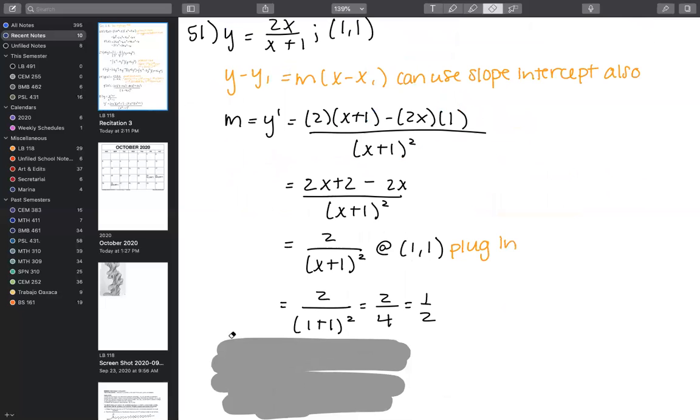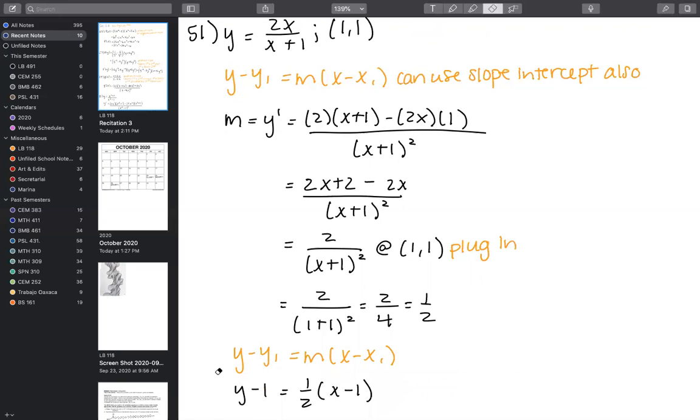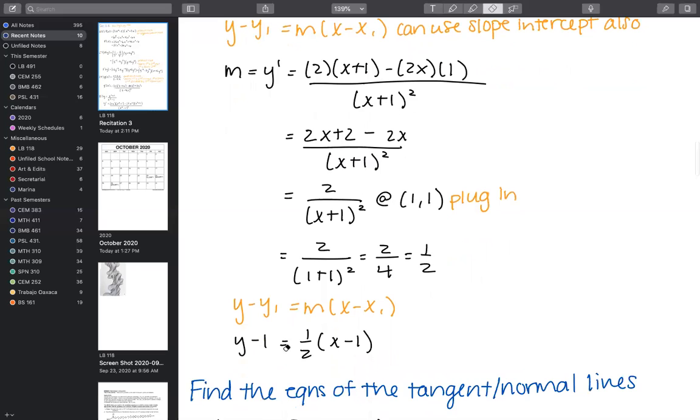And so we can plug that right into the formula that I mentioned before, and we get y minus 1 equals 1/2 times (x minus 1). And that's how you do these problems every single time. These are the type I mentioned. There's a handful of problems, actually a lot of problems throughout calc, that will be the same every time that you do them.